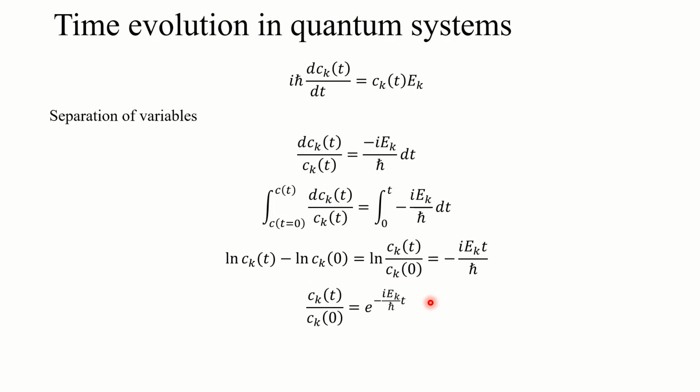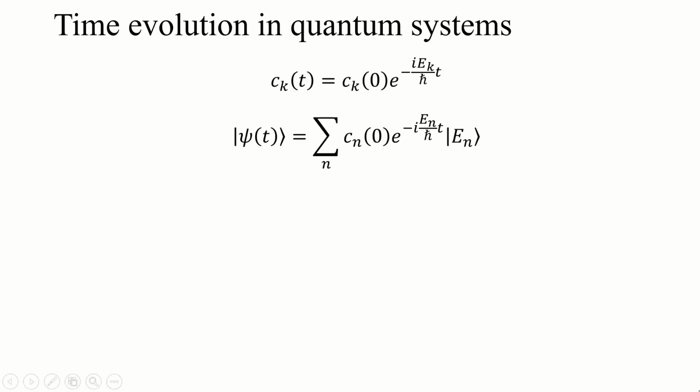We take both of those to the power of e and solve for our coefficient with respect to time. And we have that the kth coefficient is equal to the initial coefficient, the kth coefficient at time t equals 0, times this exponential with this phase factor dependent on the energy of that kth state. Right, so hopefully you followed this, and you're familiar with solving these differential equations from Math 346 or whatever math physics course you've taken in the past.